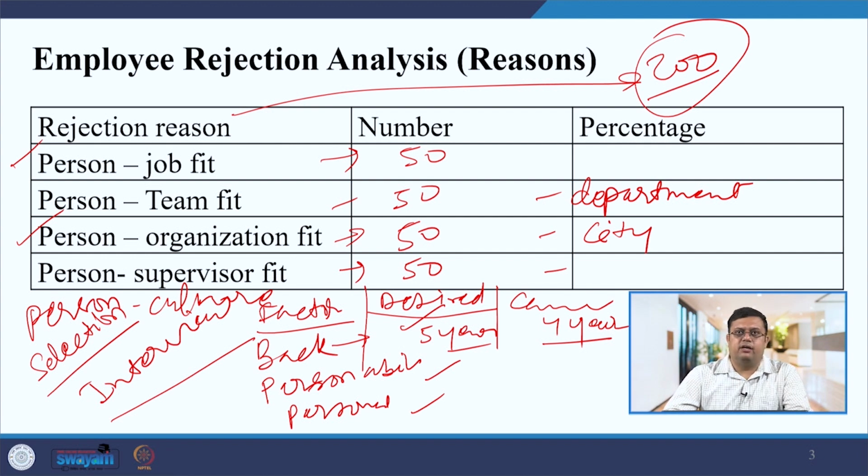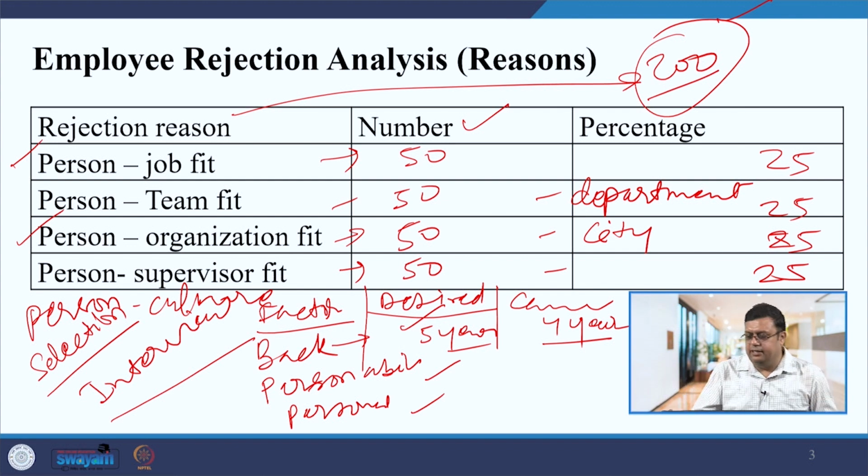If you give this input to them, it could be good for that particular institute also, to train the upcoming students for that particular skill. That is why this rejection analysis is very important. The moment you have a number, you can convert it into a percentage also. So like 25%, 25%, 25%. I had taken the example of 200 and divided it equally among all four categories, and in the same way you can see the percentage coming as 25 in each category.